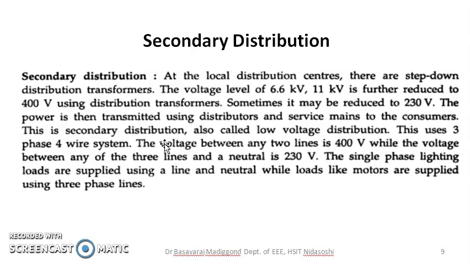This uses a 3-phase 4-wire system. Till then we have used only a 3-phase 3-wire system, but here we use a 3-phase 4-wire system. The voltage between any two lines is 400 volts and the voltage between a line and the neutral is 230 volts.